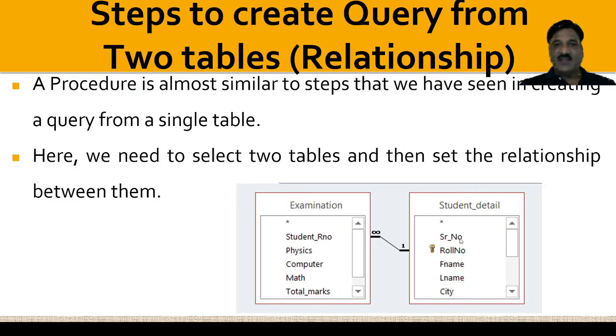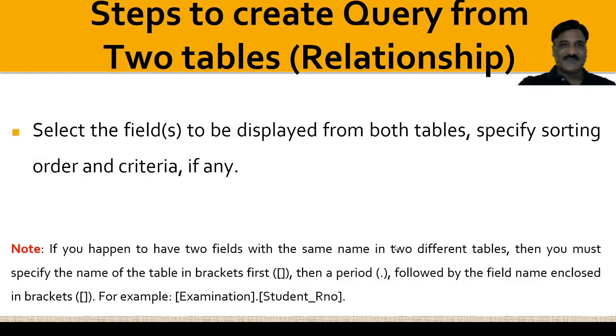For example, here the master table is your student detail. Corresponding to 1 record of your master table, it might be possible to have n records in your child table. So what you need to do here is simply form a link between them, nothing else. Later on you can select the fields to display from both tables, and you can also specify the sorting order and criteria if any. Now remember, if both tables have a common key field name, in that case you need to specify the table name, then a dot, then the field name.